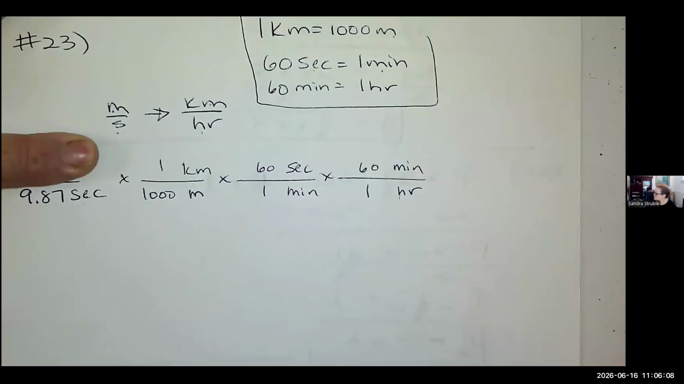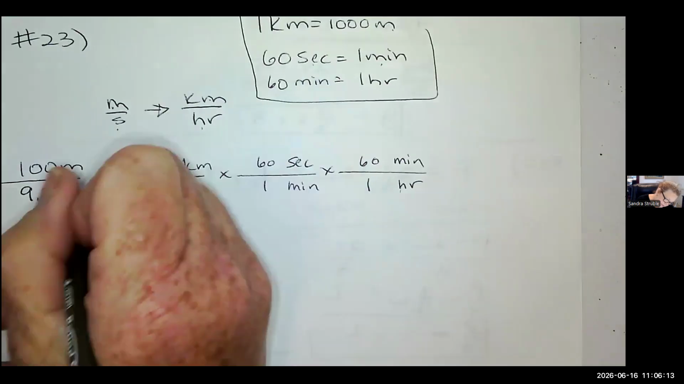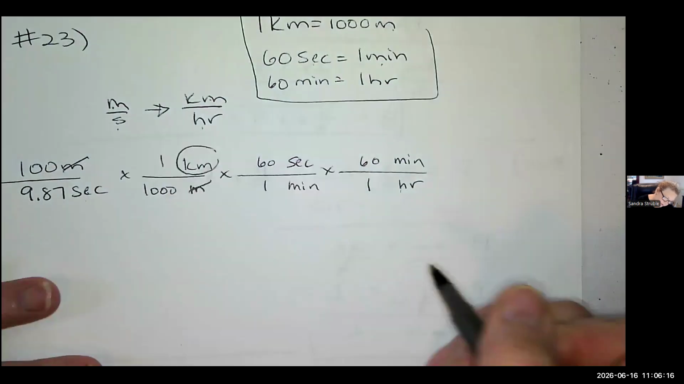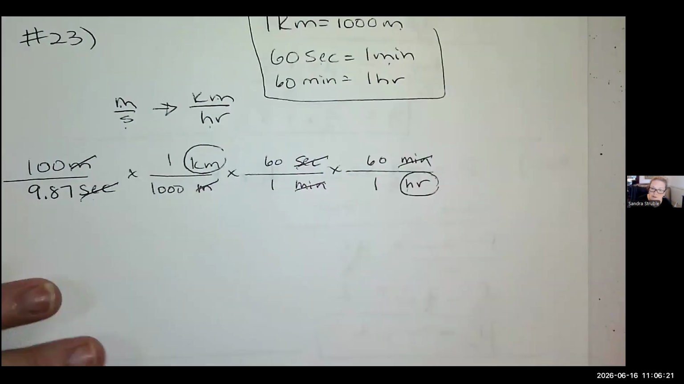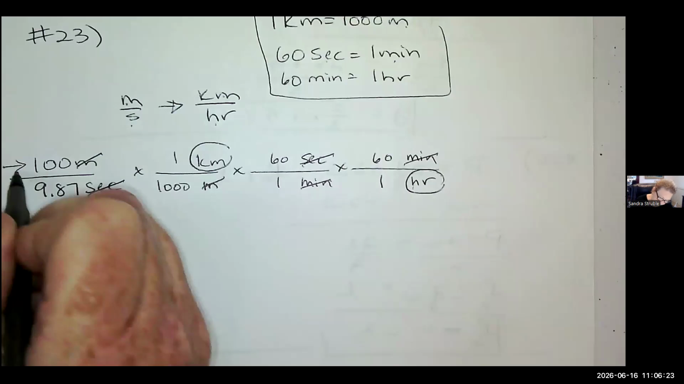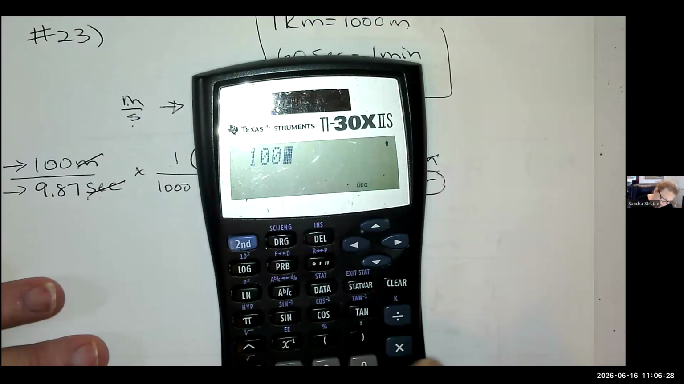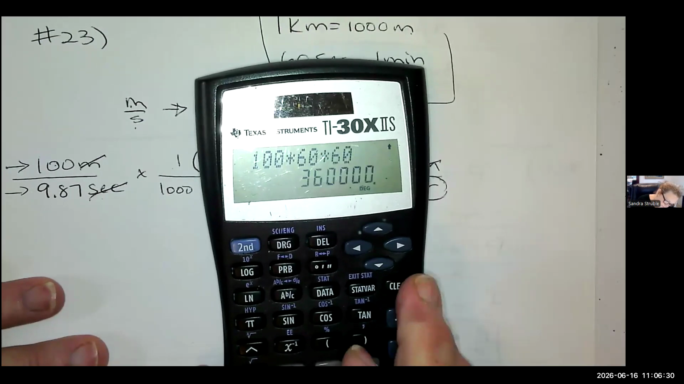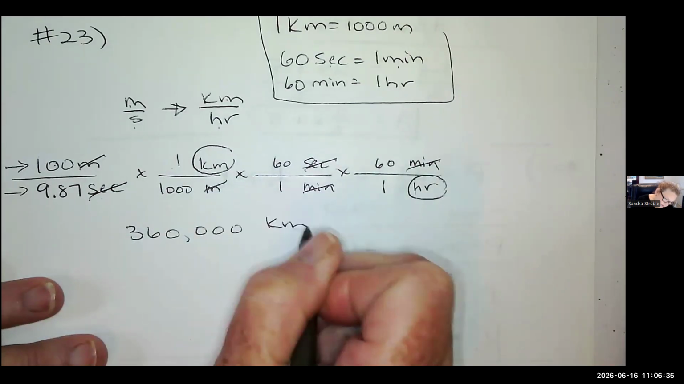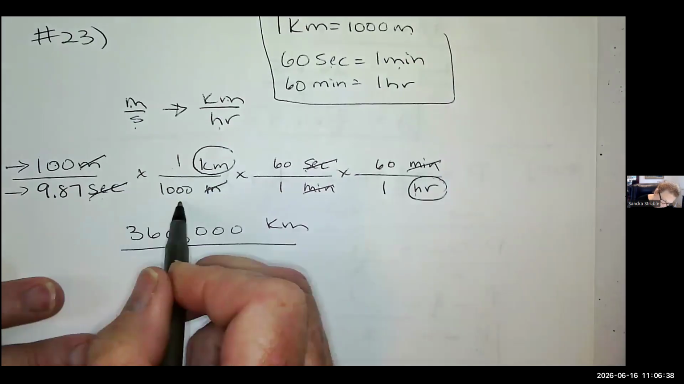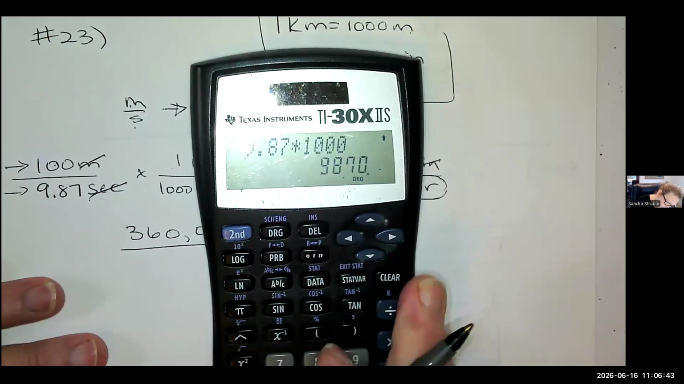Now let's multiply straight across. Meters are gone, left with kilometers up top. Seconds are gone, minutes are gone, left with hours in the denominator. Multiplying. 100 times 1 times 60 times 60 is 360,000. And this is kilometers. 9.87 times 1,000 is 9870. And this is hours.